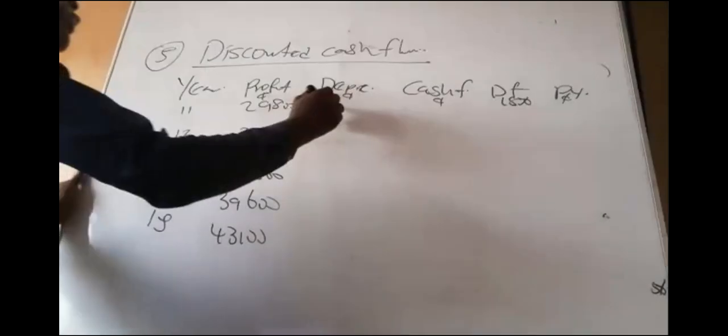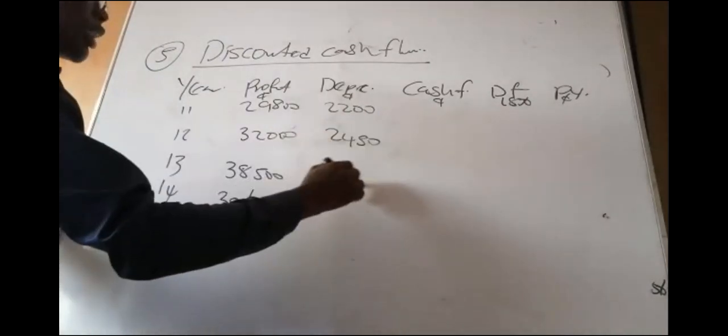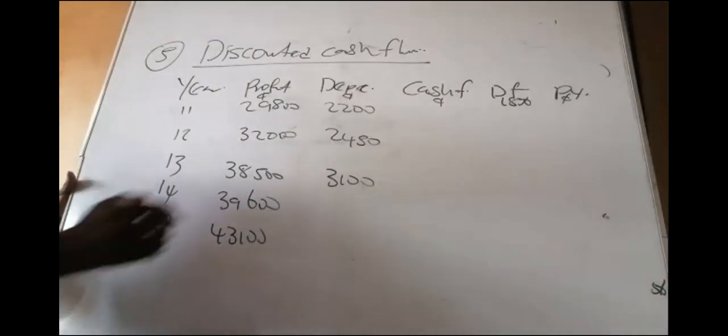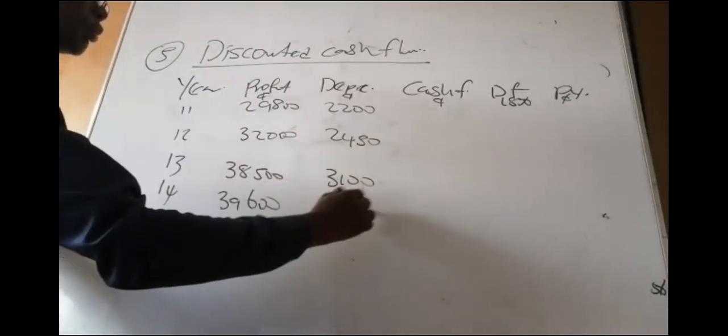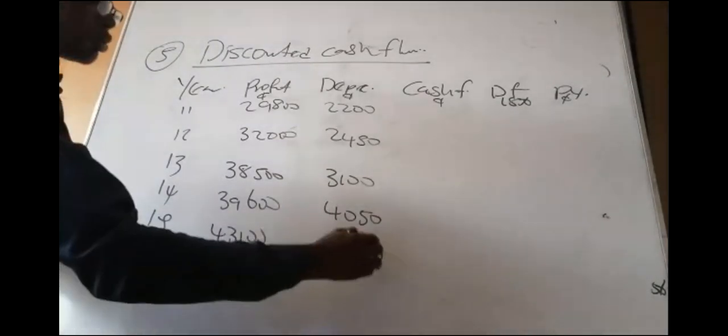Depreciation, let's add back all the depreciations. Depreciation for the first year is 2,200. 2,450. 3,100. 4,050. 4,260. So that is it. So what will be the cash flow?